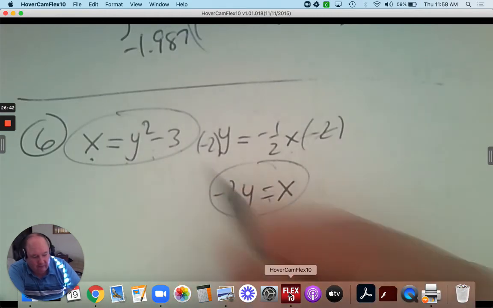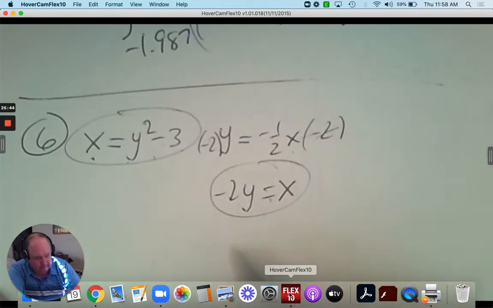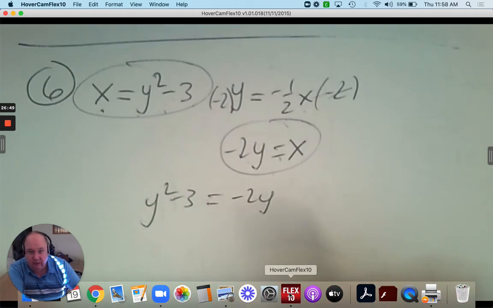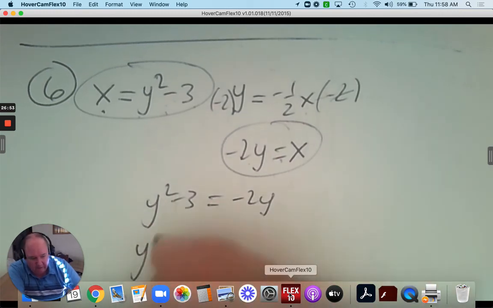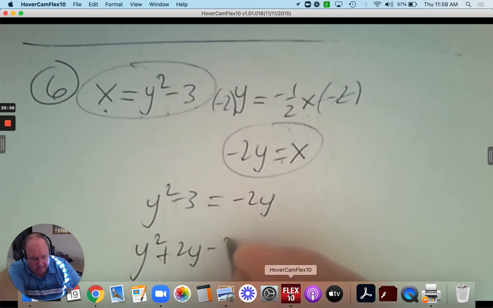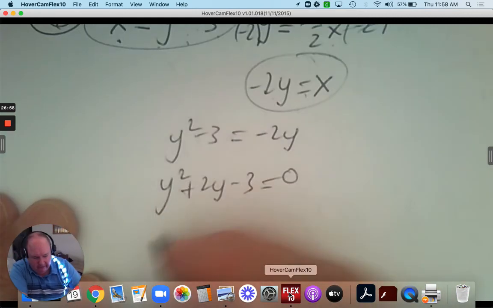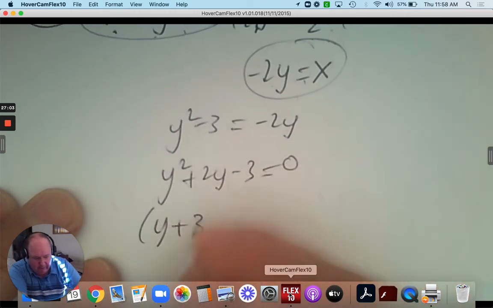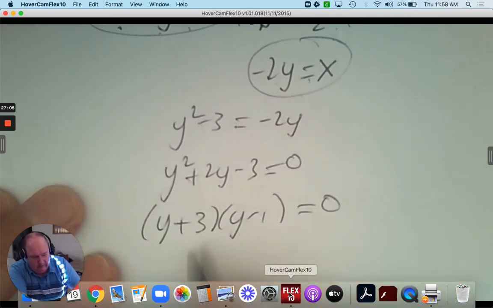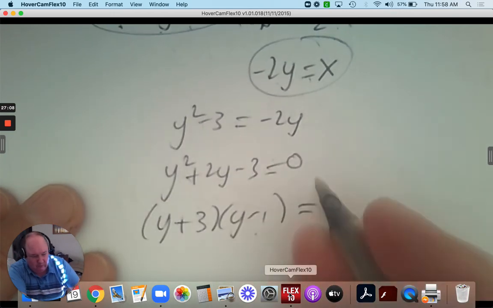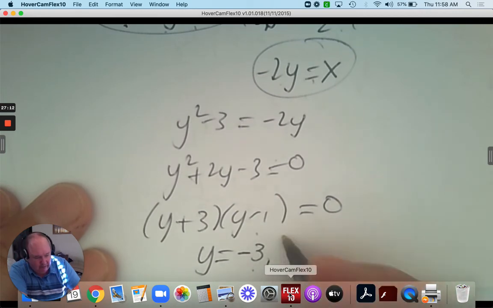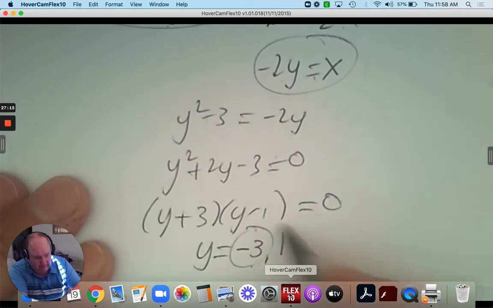So then we can make them equal to each other. So we have y squared subtract 3 equals negative 2y. It's a quadratic, so we're going to add 2y to make it equal to 0. It's pretty simple to factor. The two numbers that multiply to negative 3 and add to 2 would be plus 3 and negative 1. So the two solutions, the bounds, would be negative 3 and positive 1. So that's my lower bound and my upper bound.